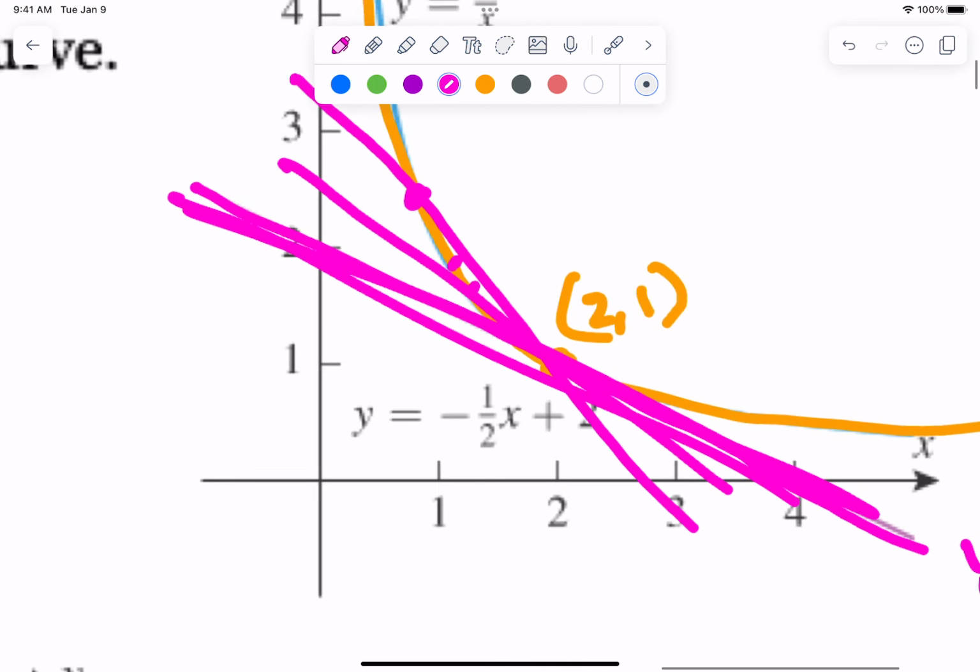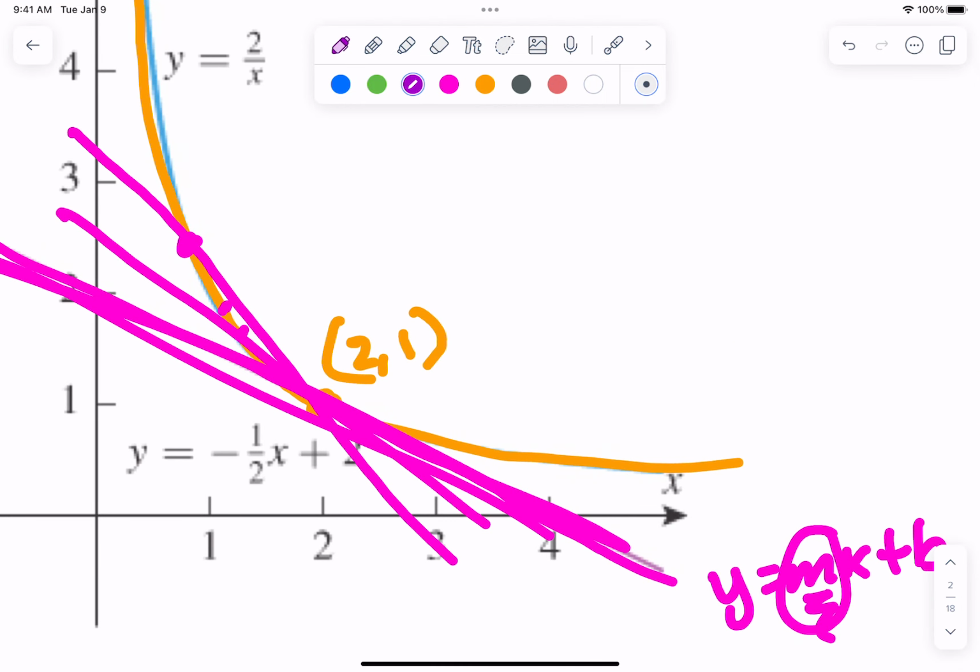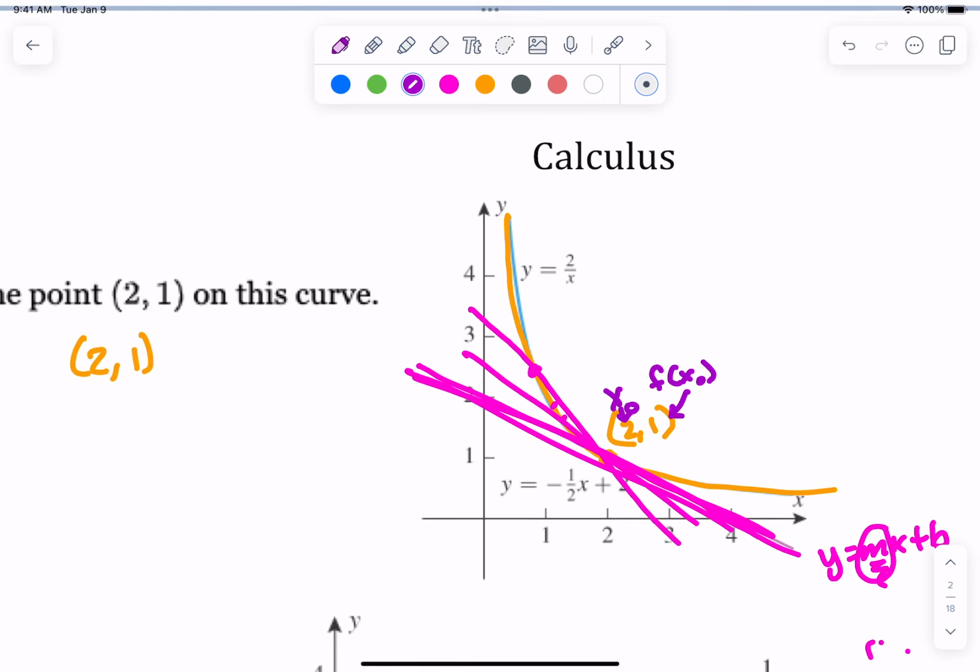All right, your x naught is this point. x naught is going to be 2. f of x naught is going to be 1. You see that? f of x means y. So x naught is that, and f of x naught is 1. Got it? That's the point that we're focused on.